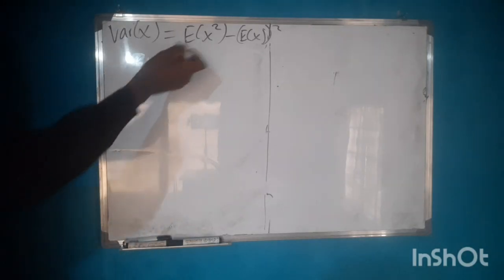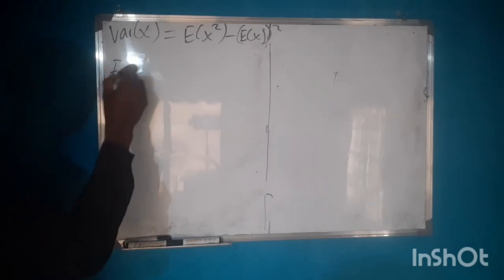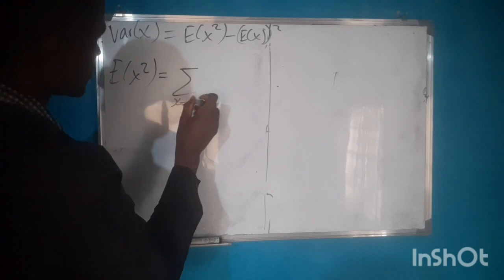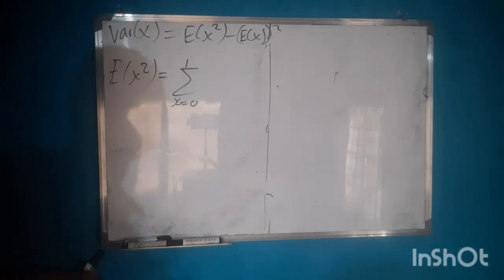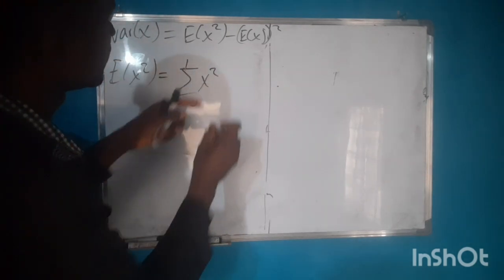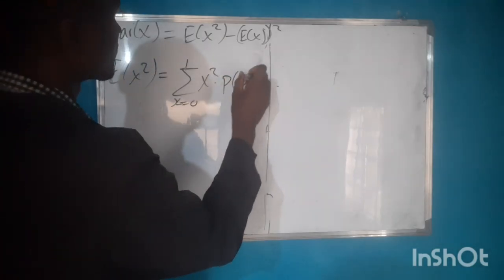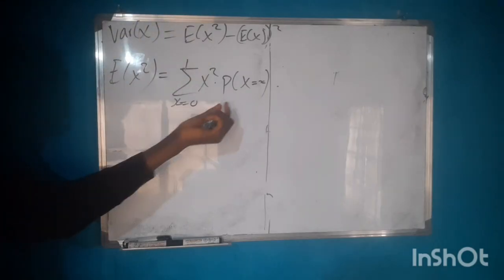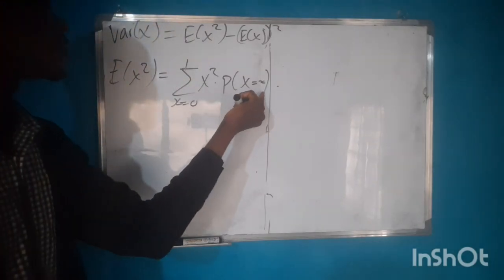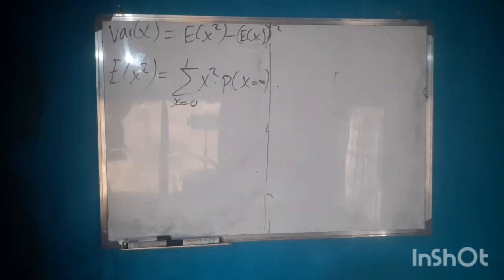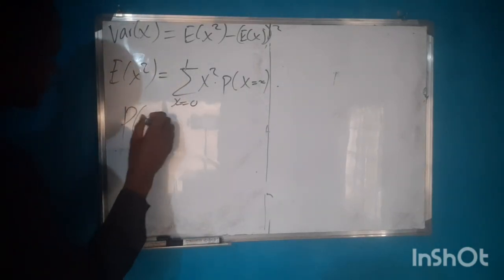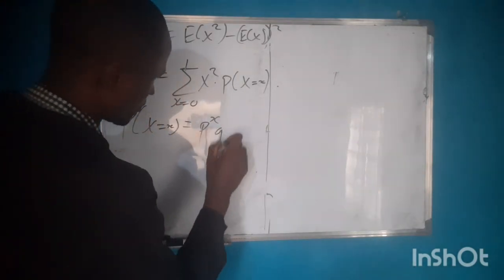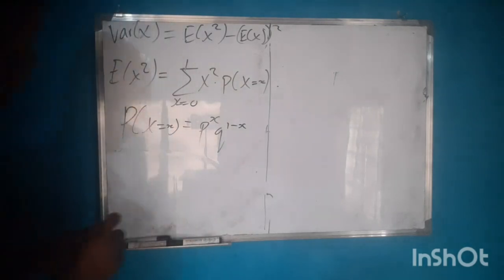And you know that the expected value of x squared is equal to the summation, as x runs from 0 to 1, of x squared multiplied by the probability of x equal to small x. For a Bernoulli distribution, the probability mass function is given as the probability of x equal to small x is equal to p raised to power x, q raised to power 1 minus x.